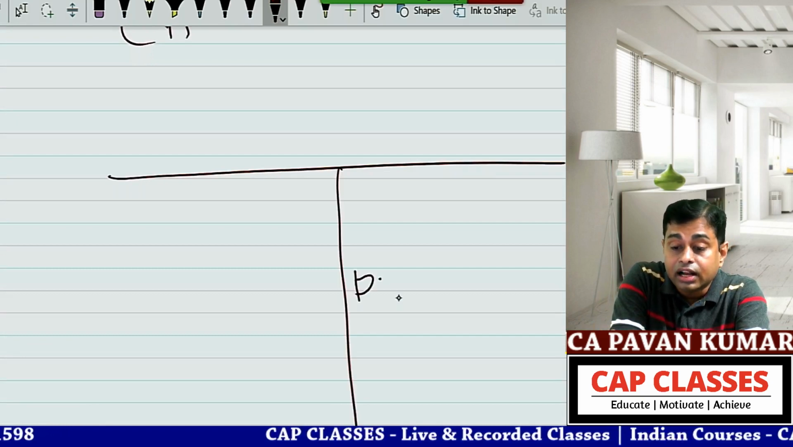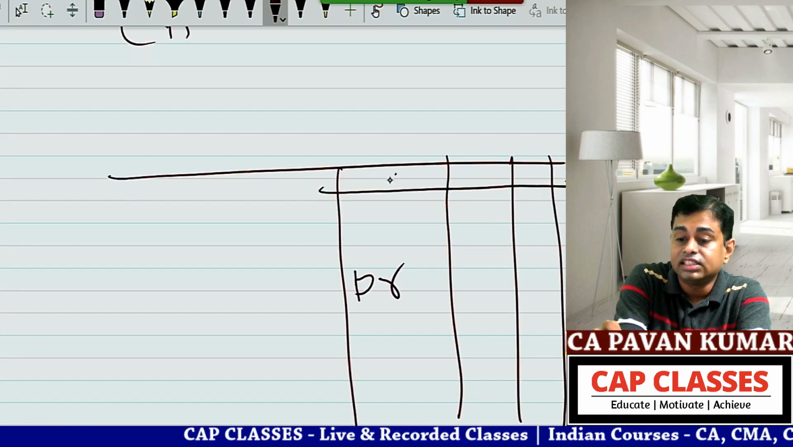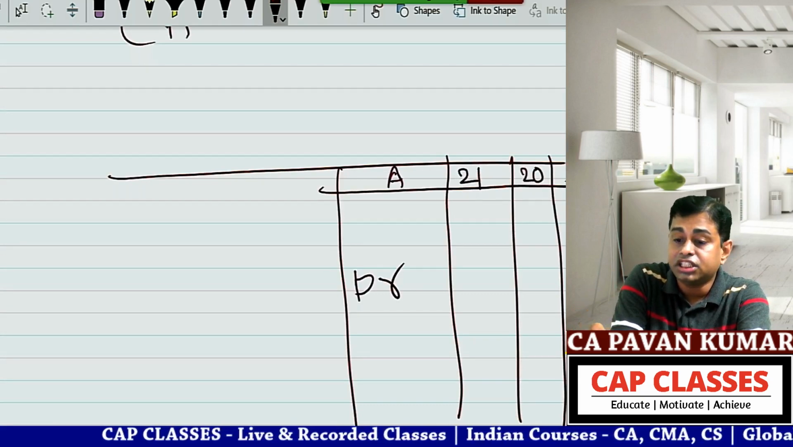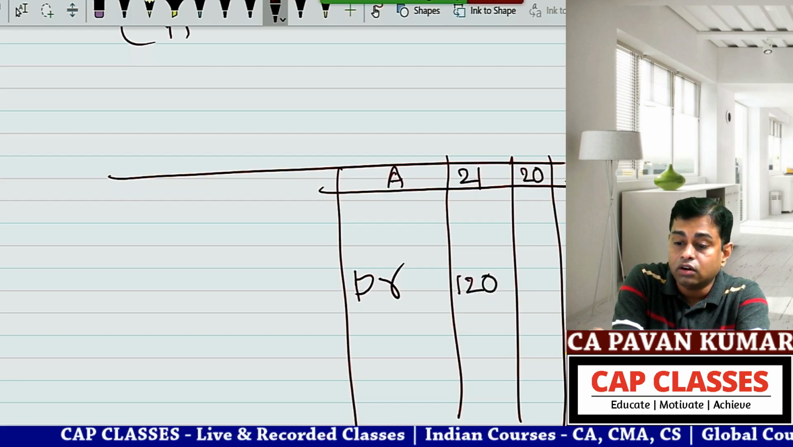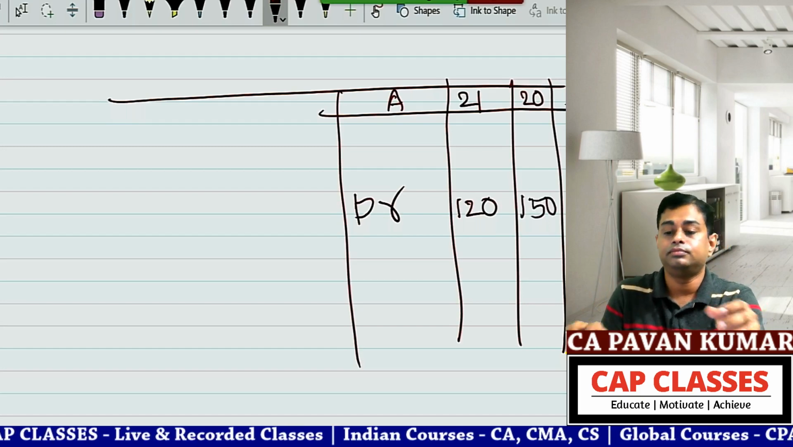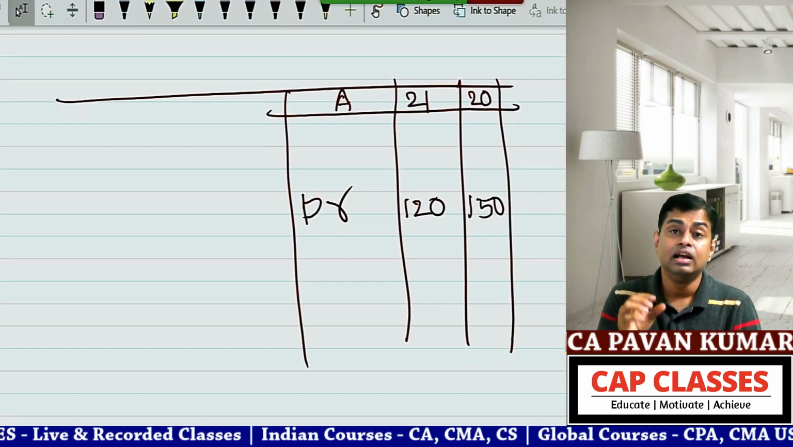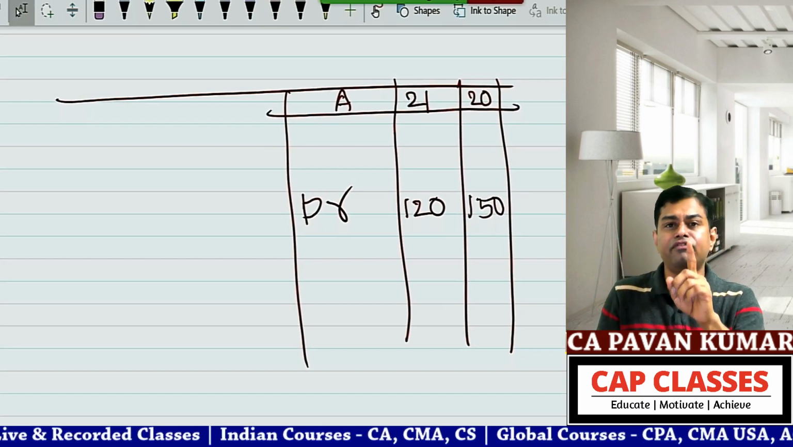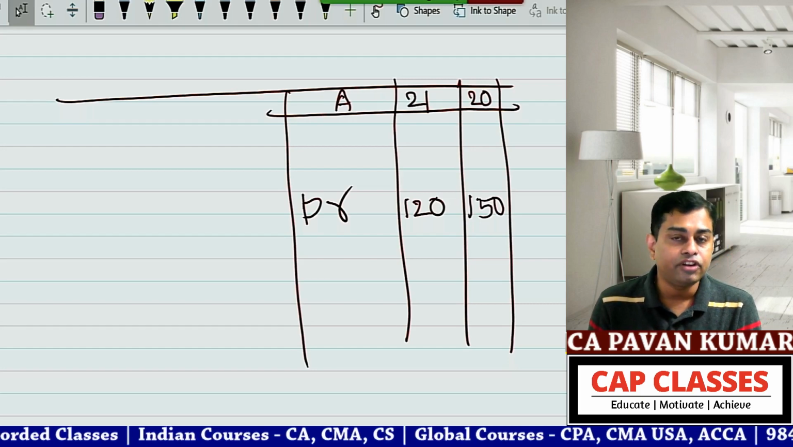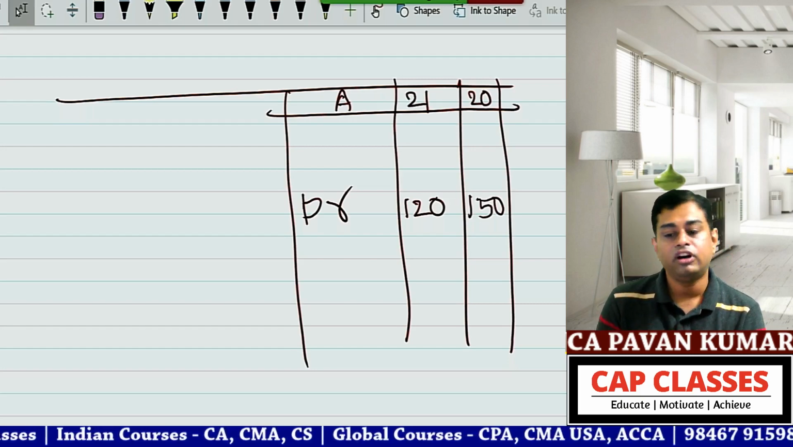this is your debtor. This is asset side. This is 2021 balance sheet. This is 2020 balance sheet. Here 120 crores is there. Here 150 crores is there. Opening debtor is 150 crores. Correct. Closing debtor 120 crores.